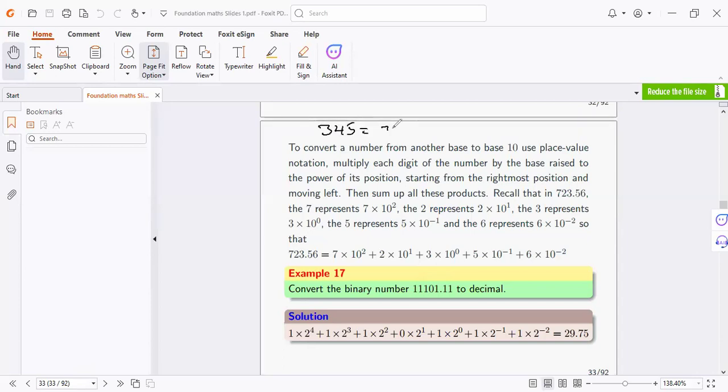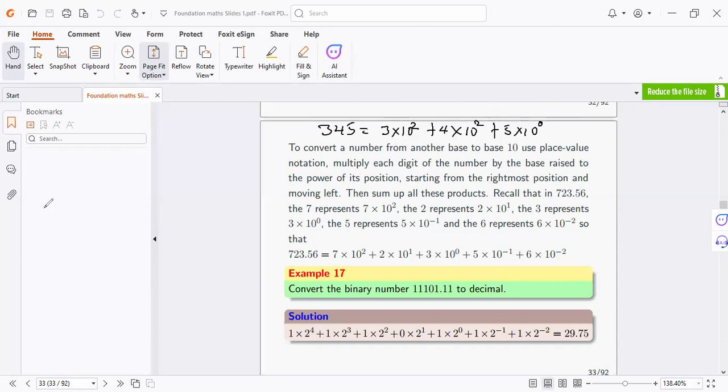This number is the same as 3 times, the place value of 3 is hundreds. And then 4, what is the place value of 4? It is tens. And then the place value of 5 is ones. So 345 is the same as this. So this is the method we use to convert a number from another base to base 10.